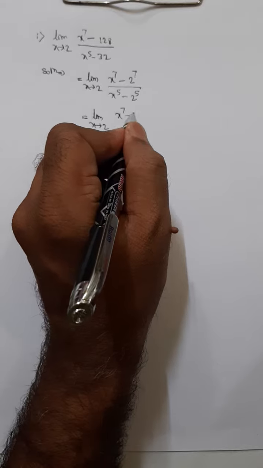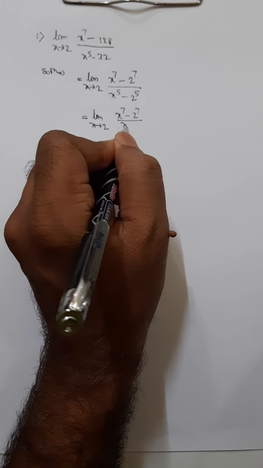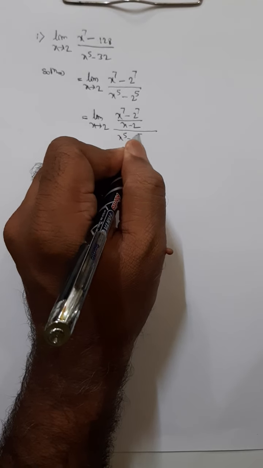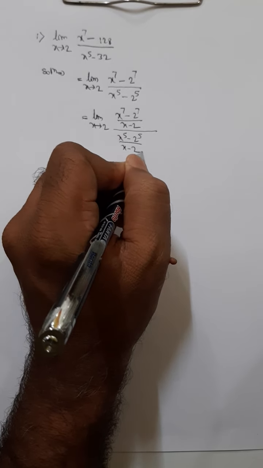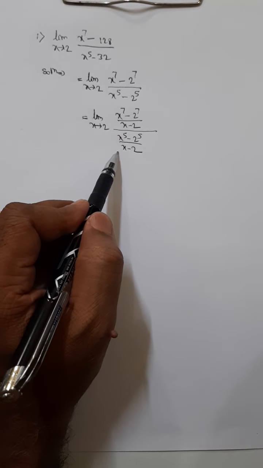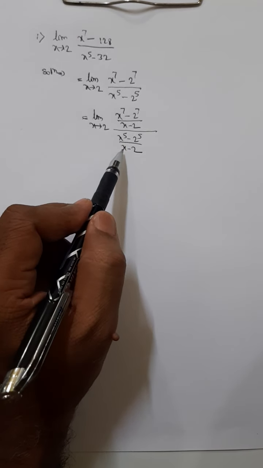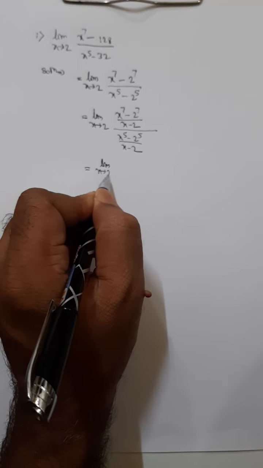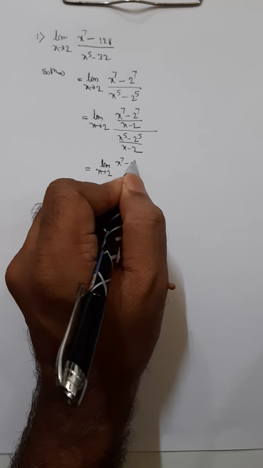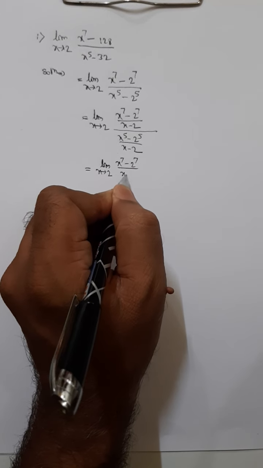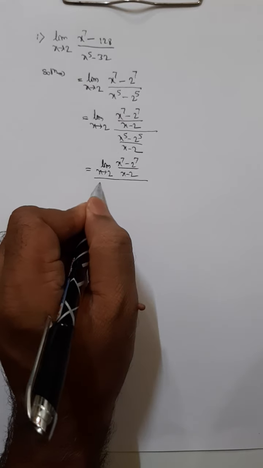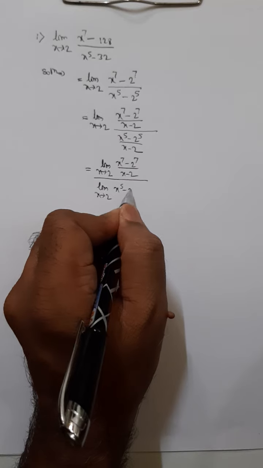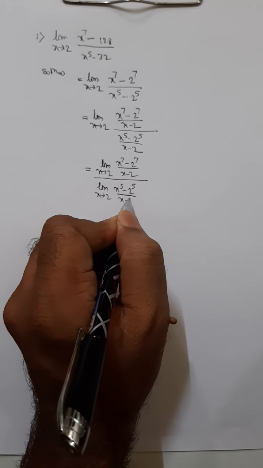We know the formula. So by the formula, we have to divide here by x minus 2. By formula, x to the power 7 minus 2 to the power 7, so divide by x minus 2 here. We divide both numerator and denominator by x minus 2. That means there is no change, because the x minus 2 cancels. Then we can take the limit separately. Limit as x tends to 2, (x to the power 7 minus 2 to the power 7) divided by (x minus 2), over the limit of the denominator, limit as x tends to 2, (x to the power 5 minus 2 to the power 5) divided by (x minus 2).